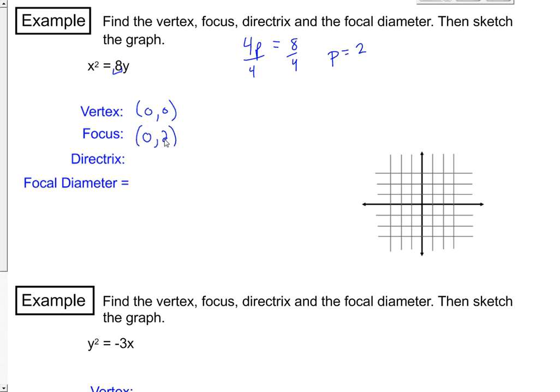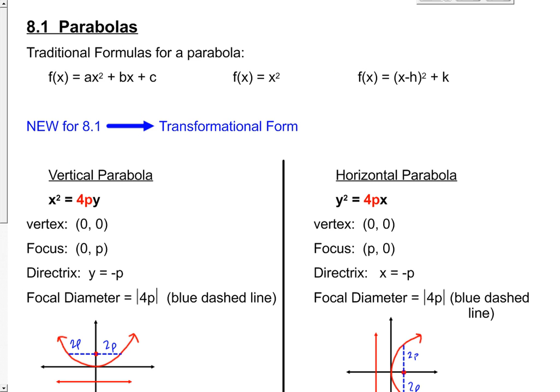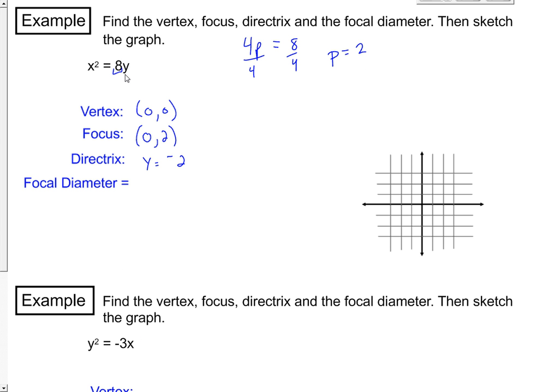My directrix is the opposite, so negative 2, and it's going to be an equation. If I've got a parabola that's vertical, my line is horizontal. Horizontal lines are y equals, and my p-value is 2, so I'm taking the opposite of 2 to be negative 2. And that's just getting to know those little formulas from the notes here: (0, p) and y equals negative p. And then the focal diameter is the absolute value of the 4p value, which is just the 8. You get that straight from the problem right there.